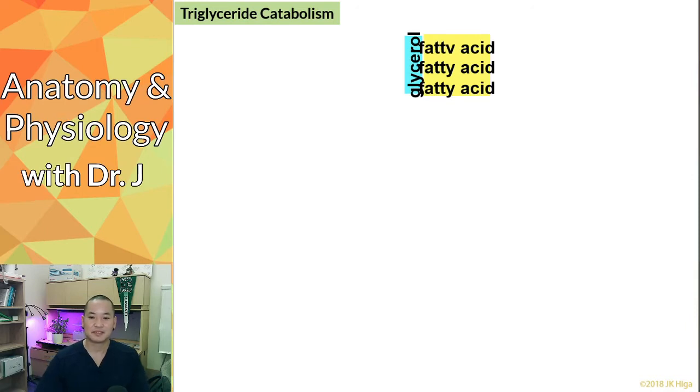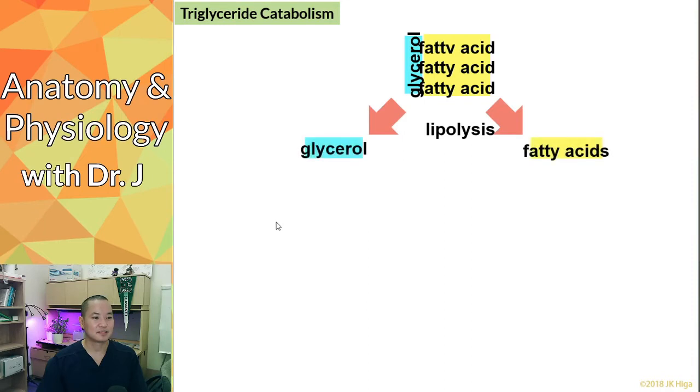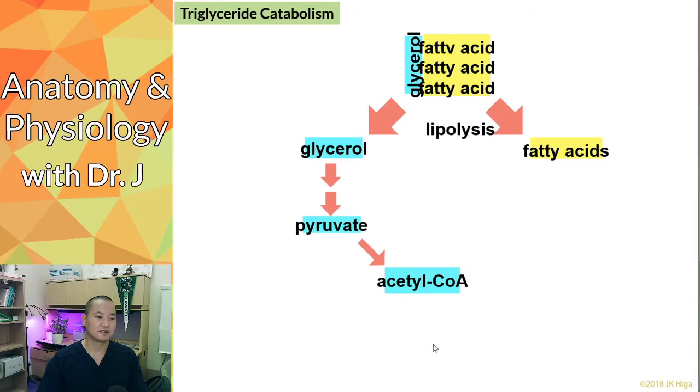Someone may bring observation, this is why lipids make more energy than carbs. Yes, that's correct. So again, triglyceride, 1 glycerol, 3 fatty acids. You do lipolysis, and you break it apart into glycerol and fatty acids. Now glycerol, if you want to break it down into energy, you can shuffle it around, generate pyruvate, and then you have acetyl-CoA that goes into your citric acid cycle.